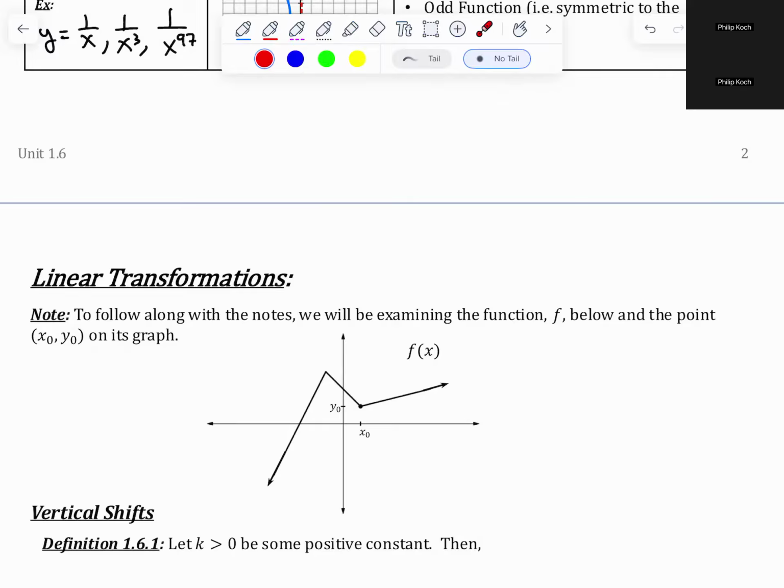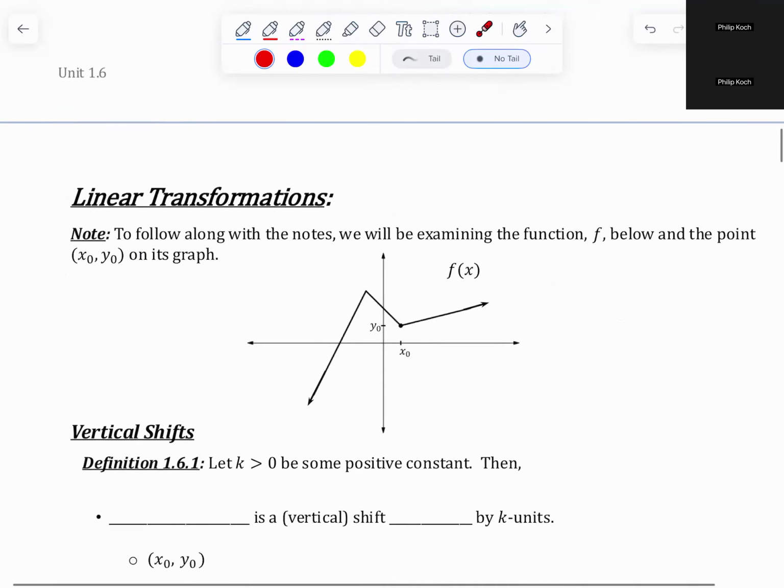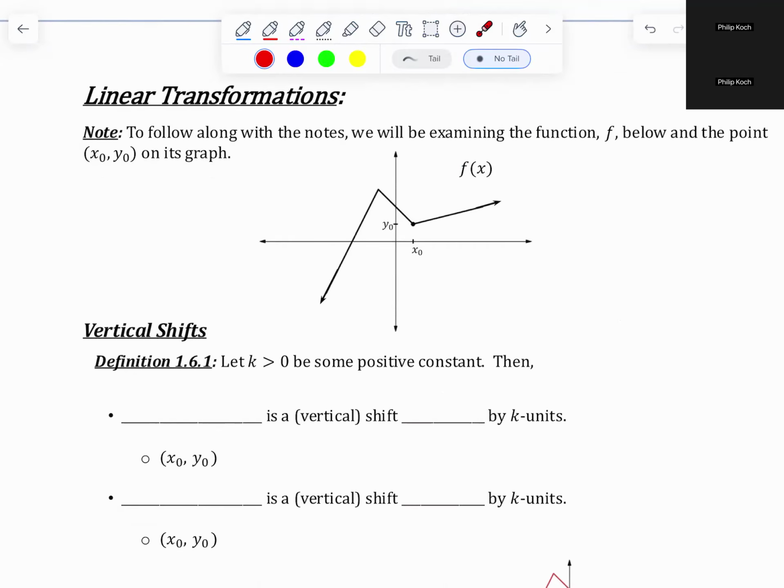All right. So x naught or y naught is what we'll say, or x sub 0, y sub 0. So the first type of linear transformation we'll deal with are vertical shifts. Let k be some positive constant. Could be 5, could be 2, could be square root 7. Who knows? Then the new function y equals f of x plus k is a vertical shift up by k units.